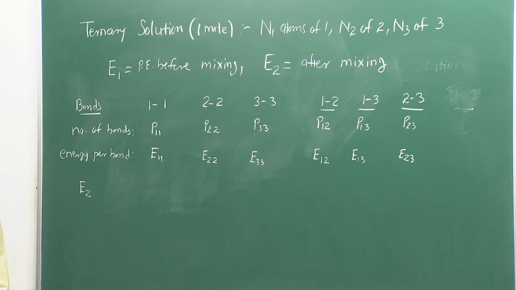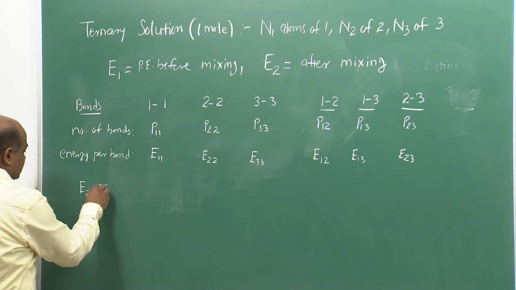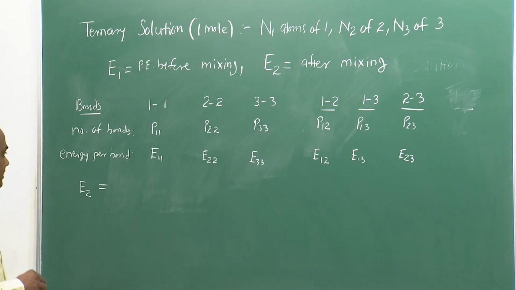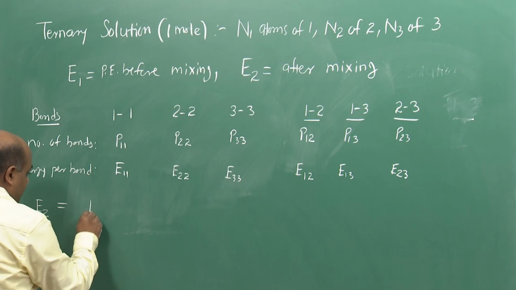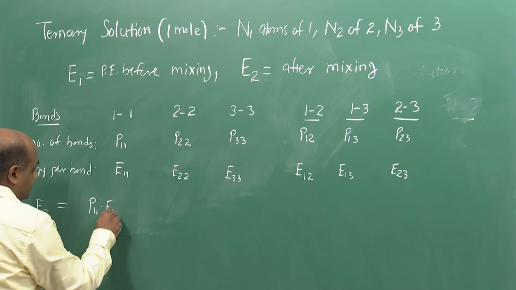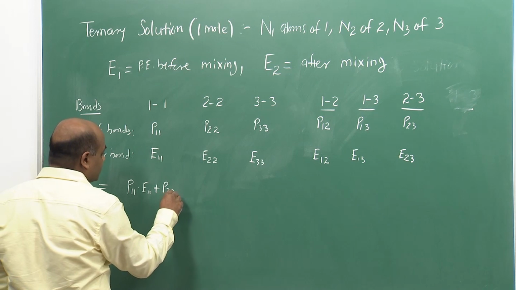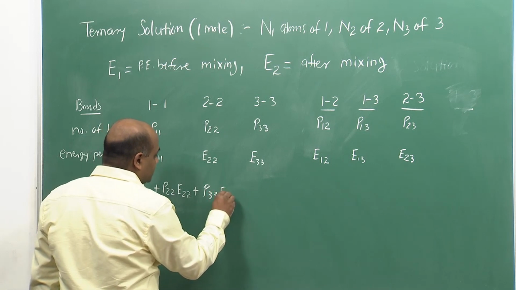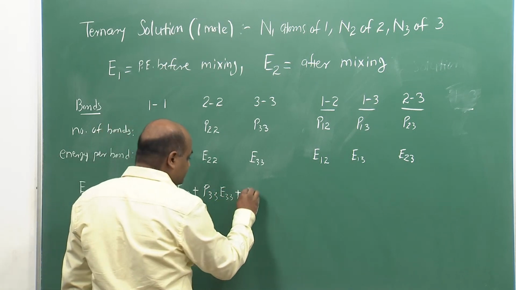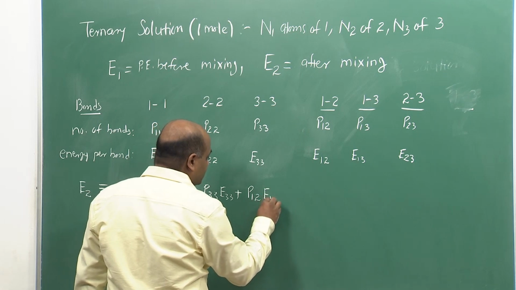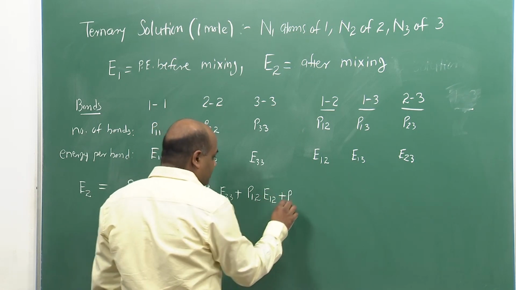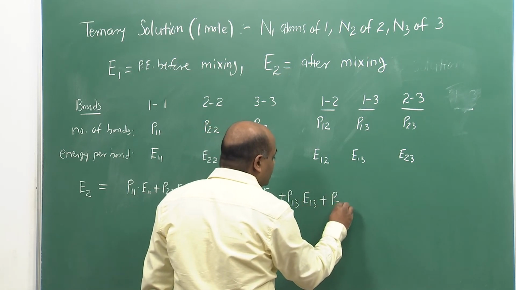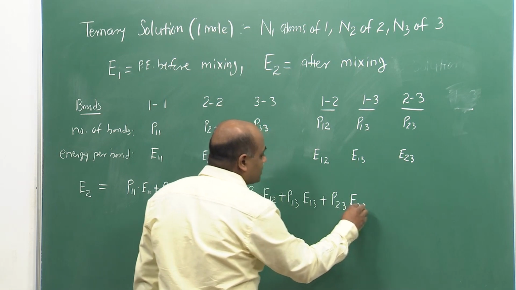So, what will be the total energy after mixing? Yeah. We take a particular bond, multiply by energy per bond. So, we have P11 times E11 plus P22 times E22 plus P33 times E33 plus P12 times E12 plus P13 times E13 plus P23 times E23.